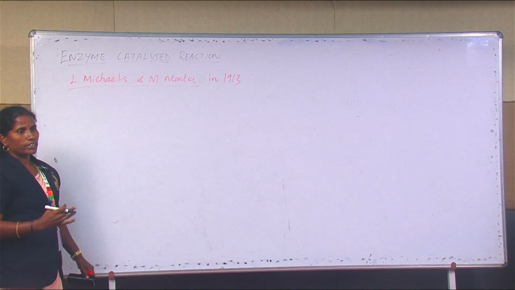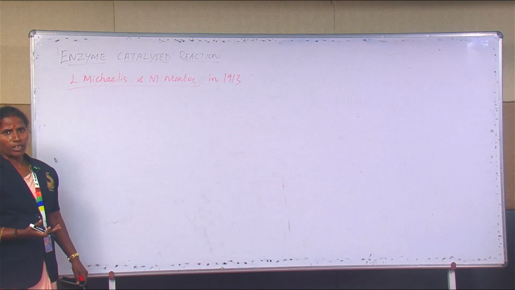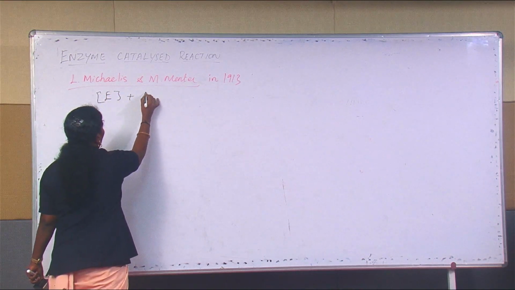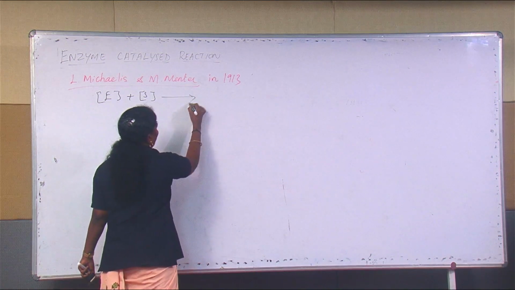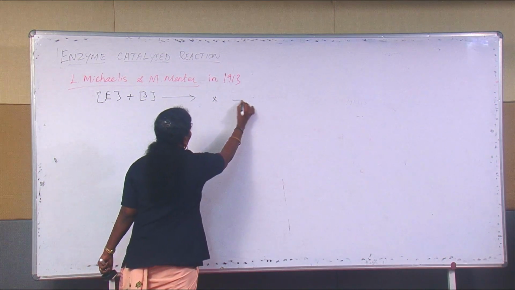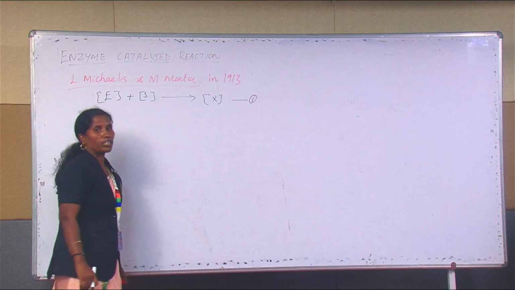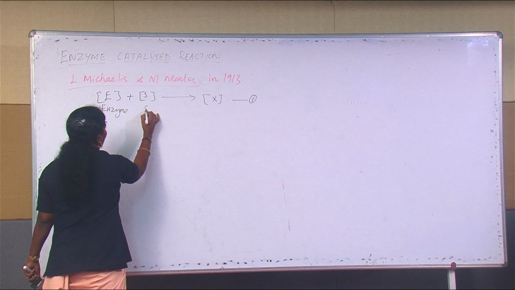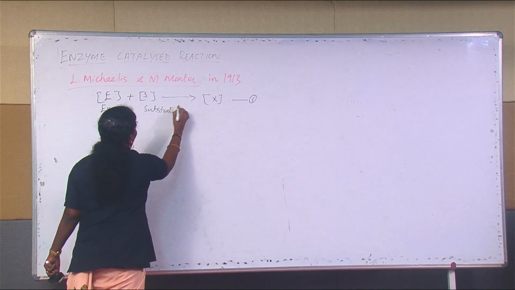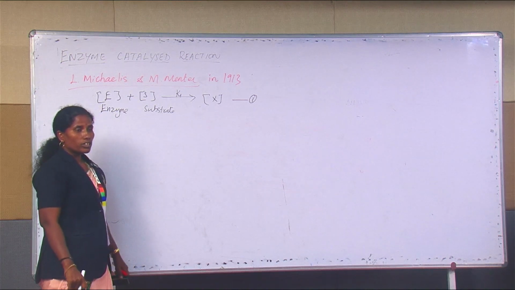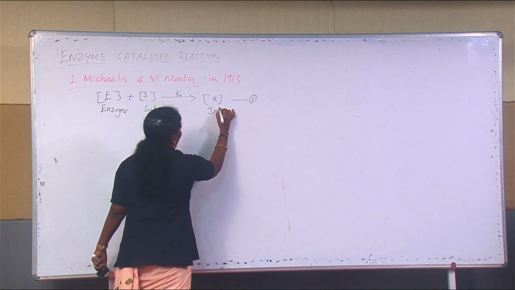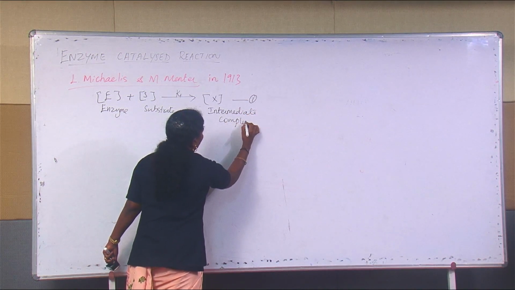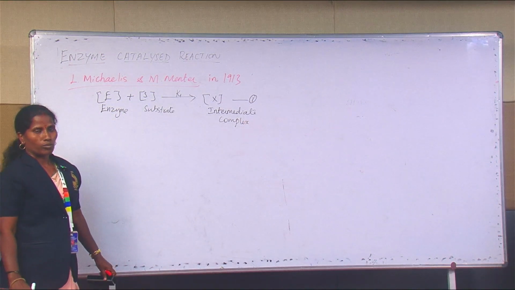Let us consider that the enzyme reacts with the substrate to form the intermediate complex X. So enzyme E reacts with the substrate S with rate constant K1 to form the intermediate complex X. So this is considered as equation number 1. This part is very, very important.